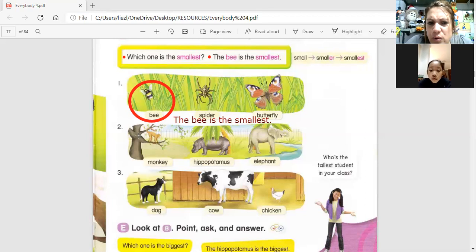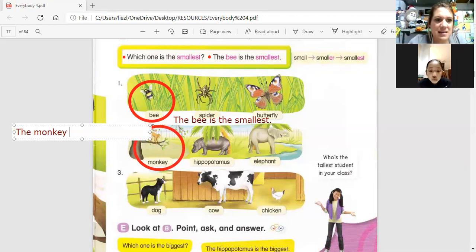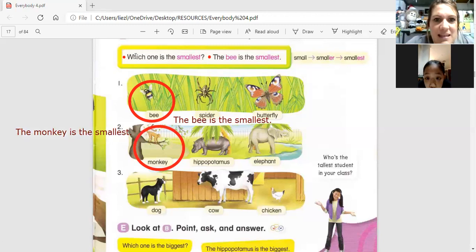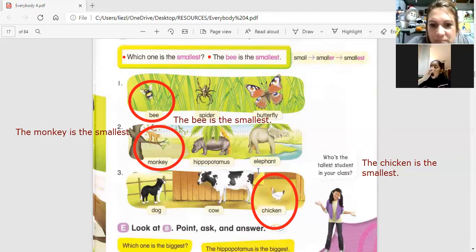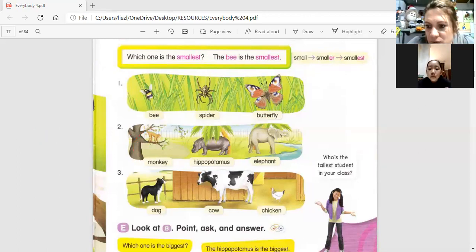Let's look at number two. Which one is the smallest? Is it the monkey, the hippo, or the elephant? The monkey is the smallest. Good. Let's have a look at number three. Which one is the smallest? The chicken is the smallest. Okay, let's go clear here and let's go to your next one.